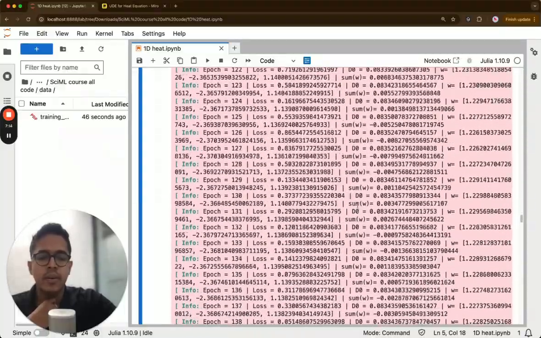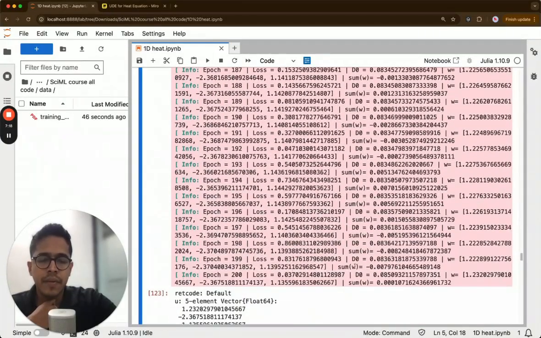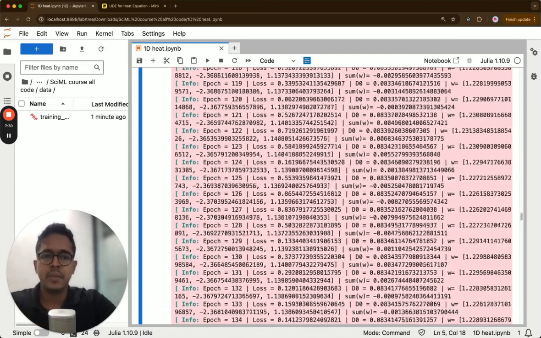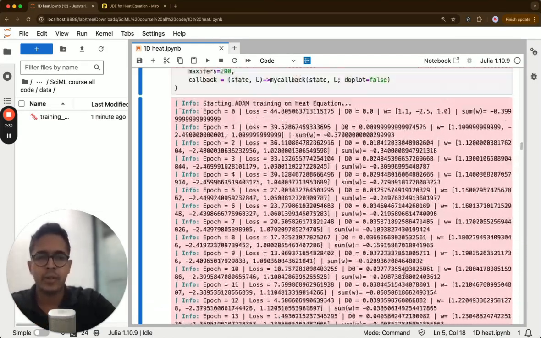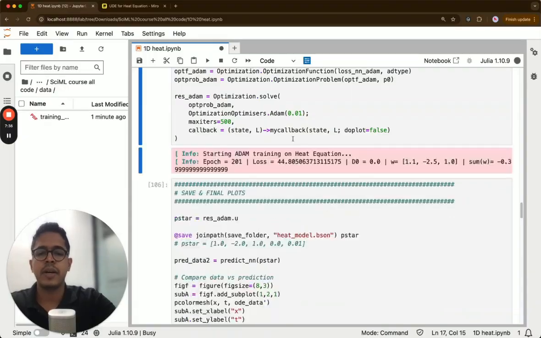So after 200 epochs, the sum of the weights becomes 0.001. So it's very close to 0. And D0 is still not close to 0.1. It's close to 0.085, so it's like 85% there. Maybe if I run for 500 epochs, this will become better. Let's see. Then the prediction will be even better.